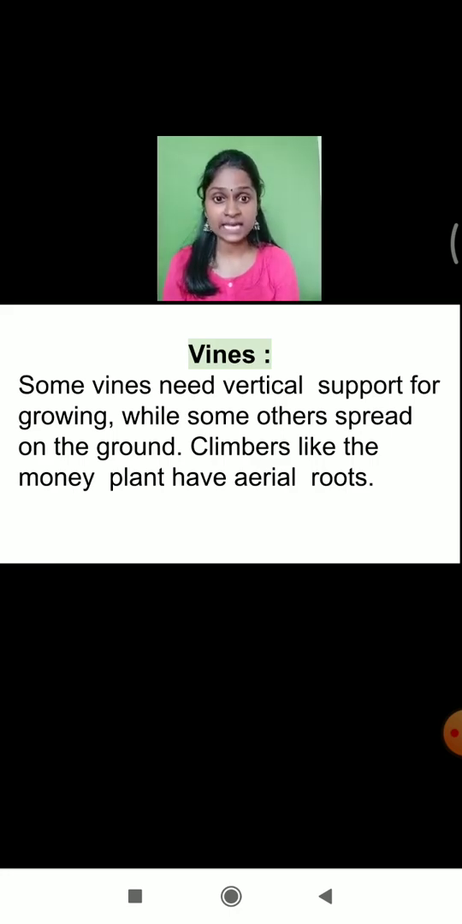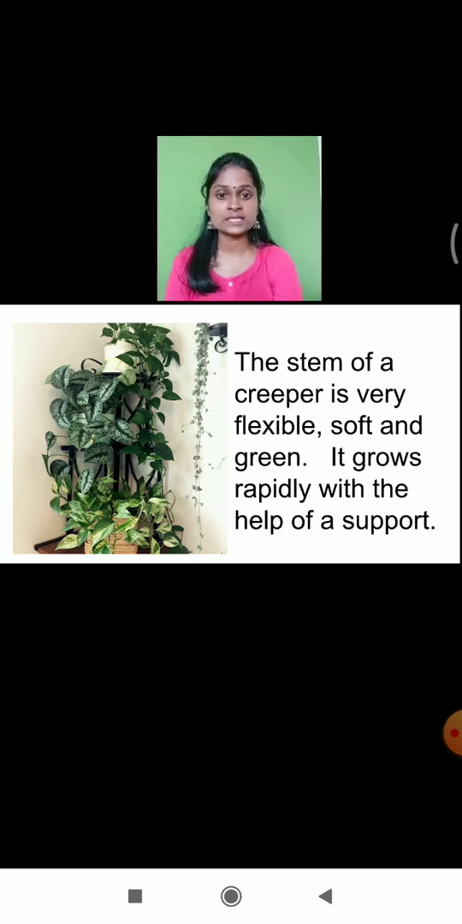So why these vines require the aerial support or vertical support? Because the stems of the vines are weak. Okay, they are weak, they are not strong. That's why we have to provide them extra support for its growth. Now did you understand regarding the vines? So you must have seen such plants in your balcony or somewhere around you in the garden, etc. So the stem of the creeper is very flexible, soft and green. It grows rapidly with the help of this support.